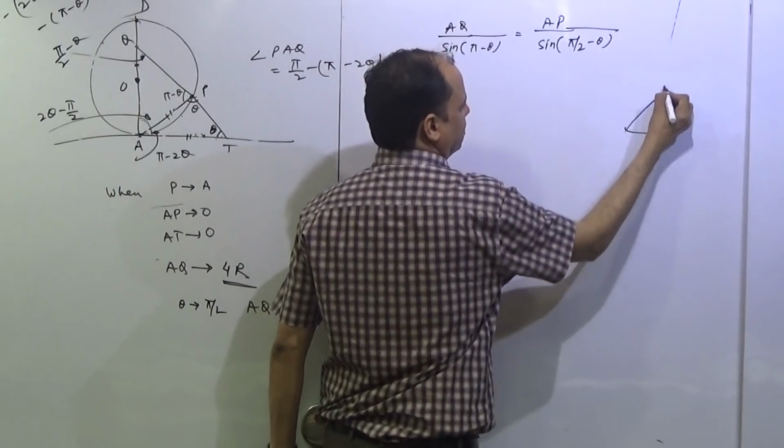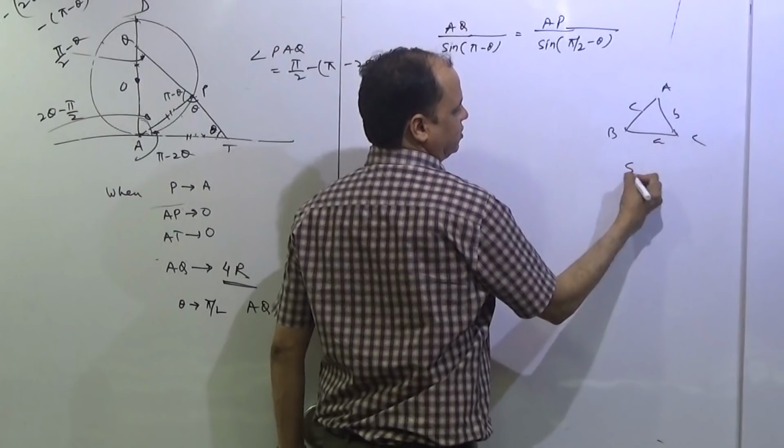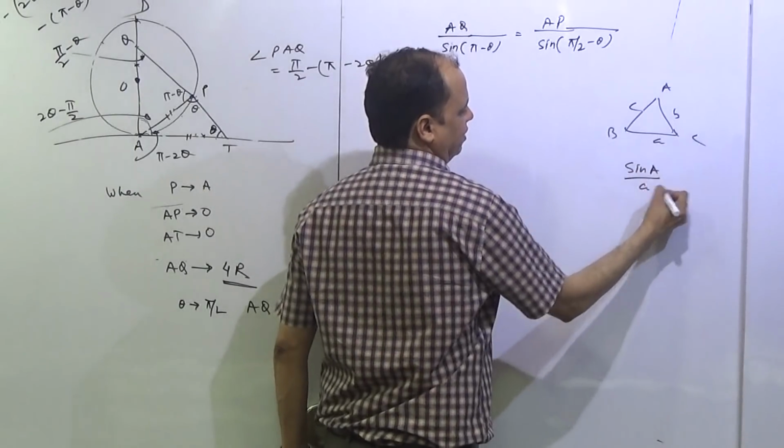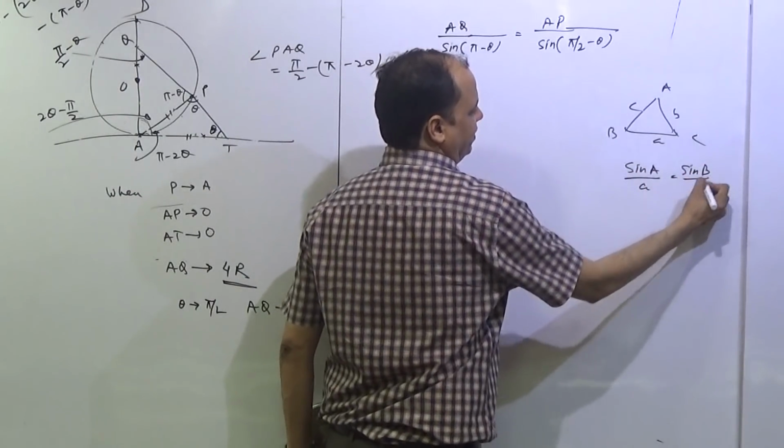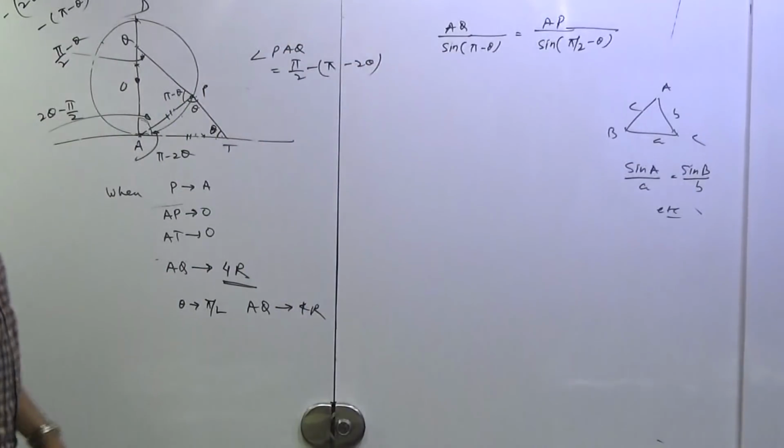See, this is the rule. This is triangle ABC, with sides small a, small b, small c. Sine A by a is equal to sine B by b, etc. Now, one more result I want to write here.